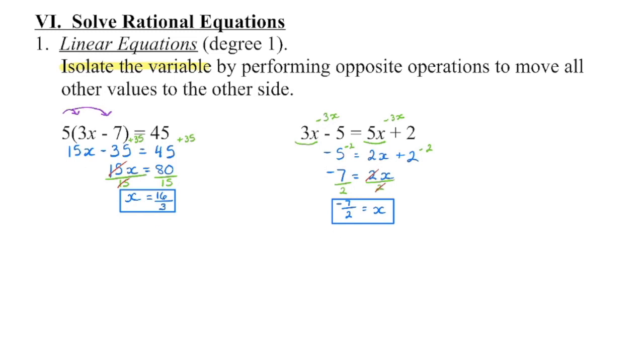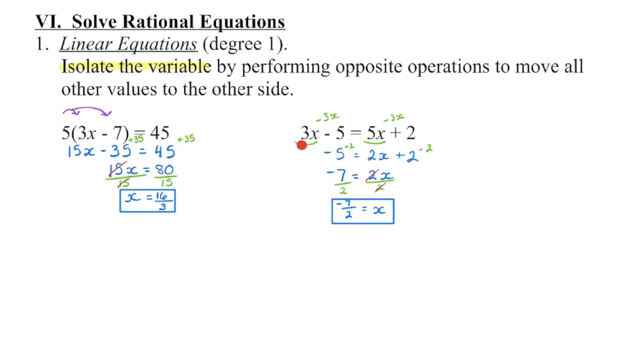Now, the beauty with algebra is you're going to know if you're right or not. If you substitute this back in, 3 times 16/3 is 16, 16 minus 7 is 9, 9 times 5 is 45. So substitute it back in, check, does the left side equal the right side?